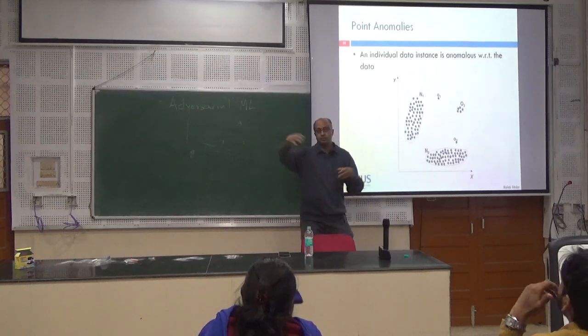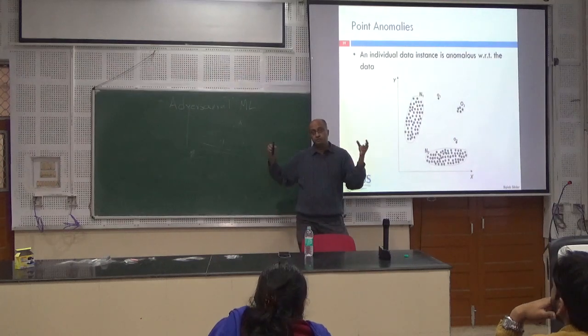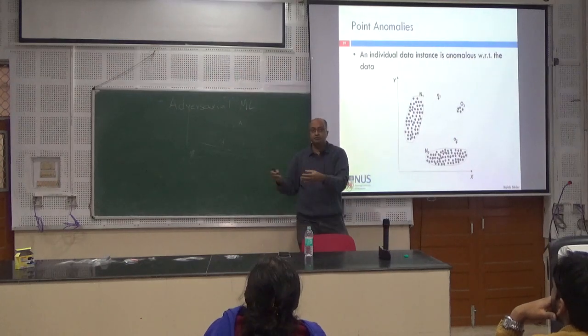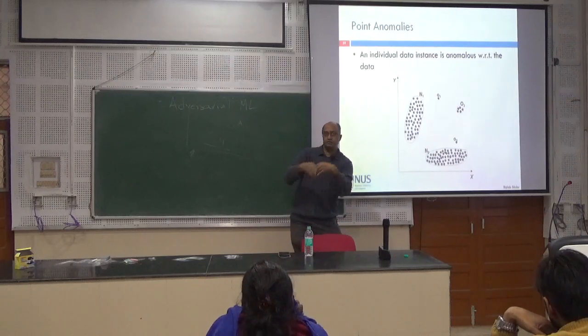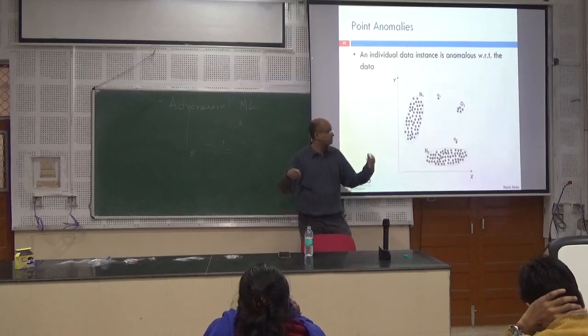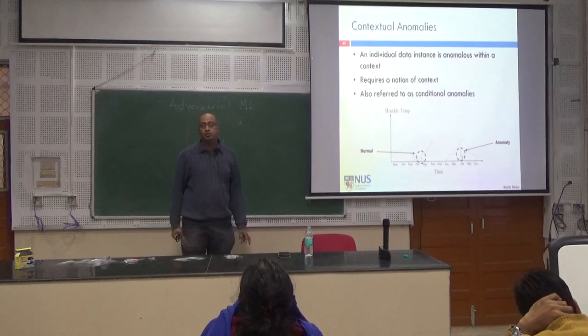Right? In this room, everybody is of Indian origin, I guess. Right? If there was a Chinese person, you could say that's an anomaly. It's a point anomaly. That one particular person doesn't fit in with this group. And that's what it would be. What I could also say is contextual anomaly.